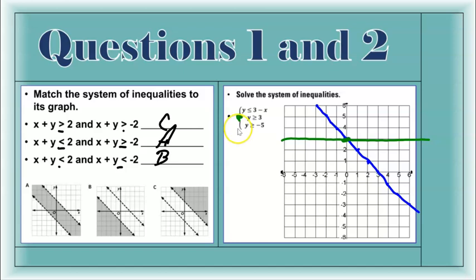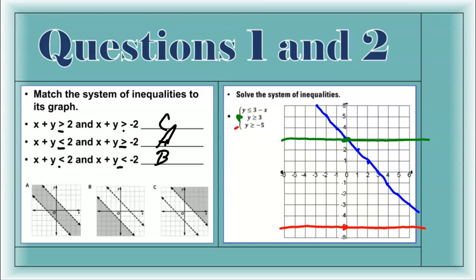And then the third one I'm going to use in red. I'm going to treat that one like y is equal to negative 5. So it crosses the y-axis at negative 5. So I'm going to put a point here. And then I'm going to go straight across a horizontal line.